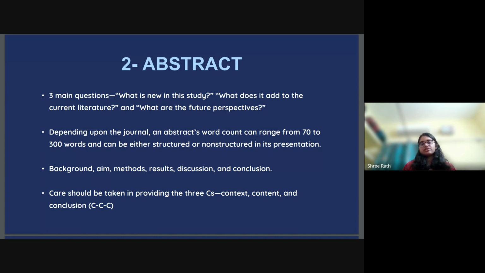And structured and non-structured means, structured means you would ideally have it in background, method, results, and conclusion. Unstructured means you won't have these headings. You'll just cover all of it in a single paragraph. An unstructured abstract is usually seen when you're publishing case reports or case series or reviews. Original studies usually have structured abstracts, but there are exceptions as well.